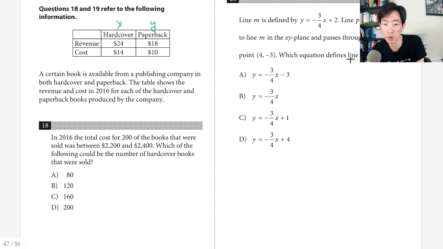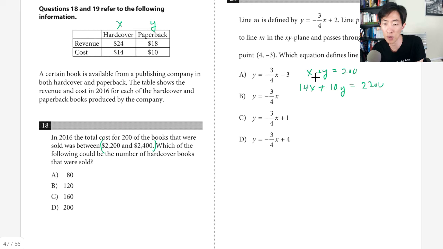So the total was 200. I'm going to do it over here. X plus Y equals 200. And given that they're giving us a range of the costs, we can calculate the lower range for the numbers as well as the upper range. So if the hardcover books cost $14, that's going to be 14X plus paperbacks cost $10, that's 10Y. Total cost, we'll do 2200 first.